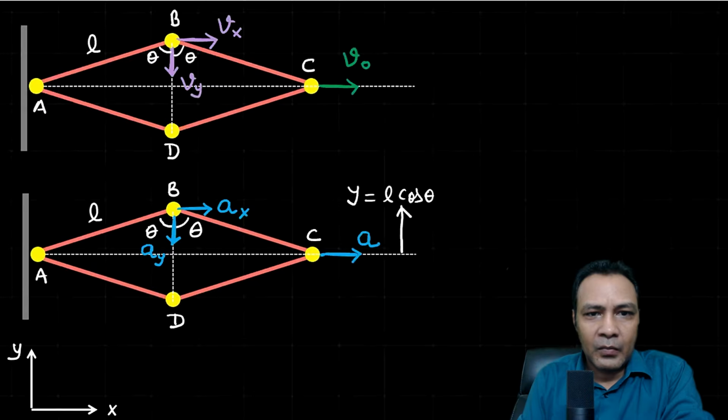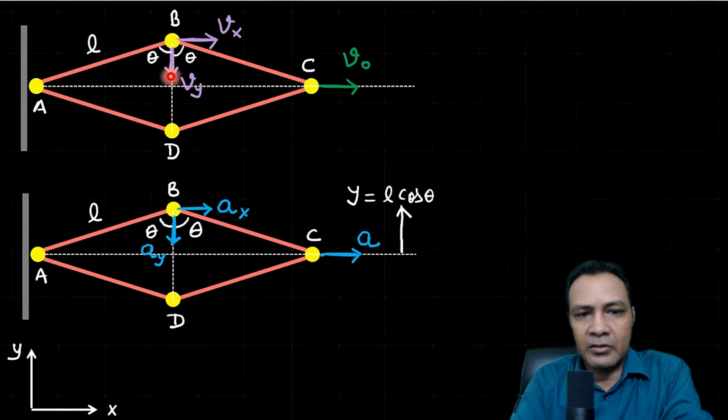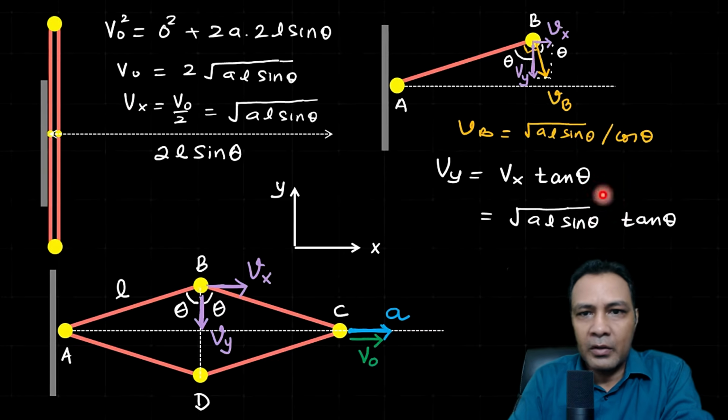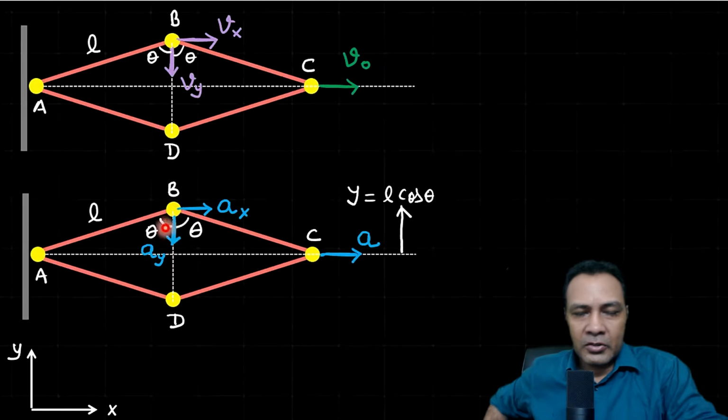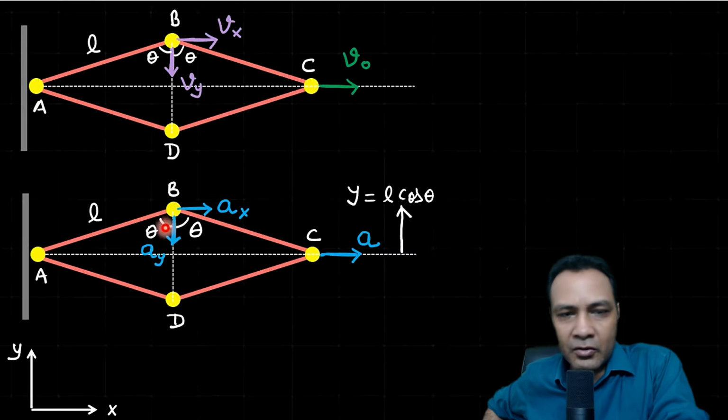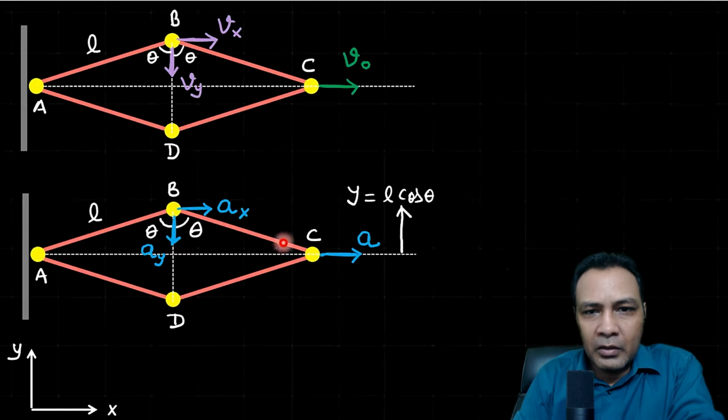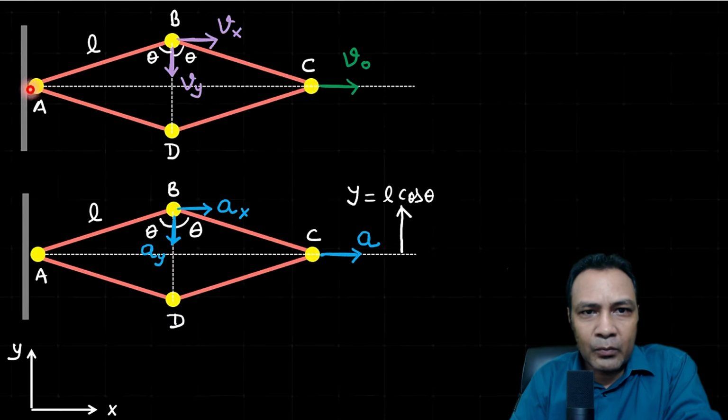So now I have drawn the diagram for the acceleration. Clearly, the acceleration of B will be in the downward direction because this Vy is increasing. From here also, you can see that in the Vy expression there is a sine theta and tan theta, and as the system is moving, theta is increasing. So Vy is increasing. Vy increasing means if the velocity is increasing, the acceleration has to be in the direction of velocity.